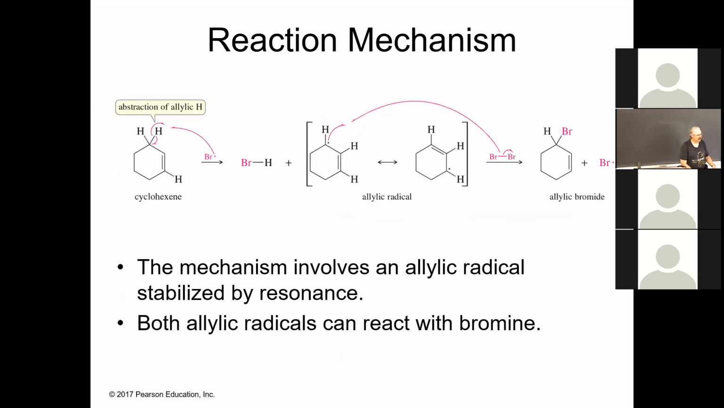And the reason that the allylic position is favored is resonance. Okay, so we form a bromine free radical, and it abstracts a hydrogen to give us HBr. That's a propagation step. This free radical now is stabilized by resonance. So the allylic radical is especially stable. And we have another propagation step here in which we produce the allylic bromide.